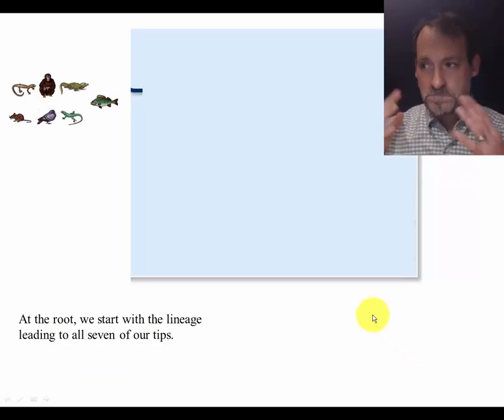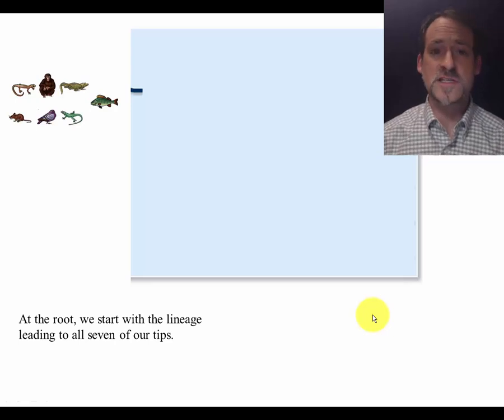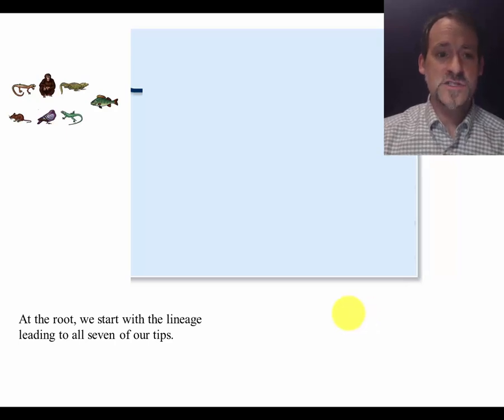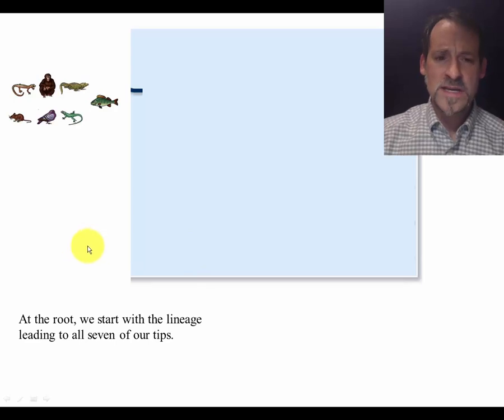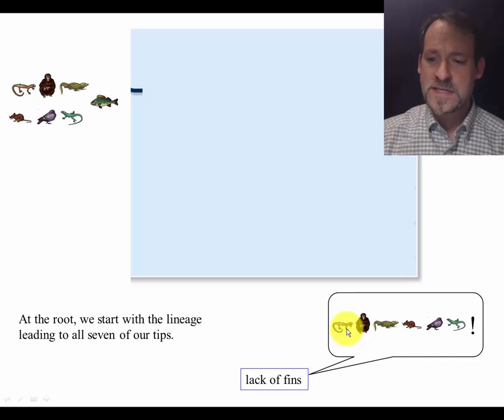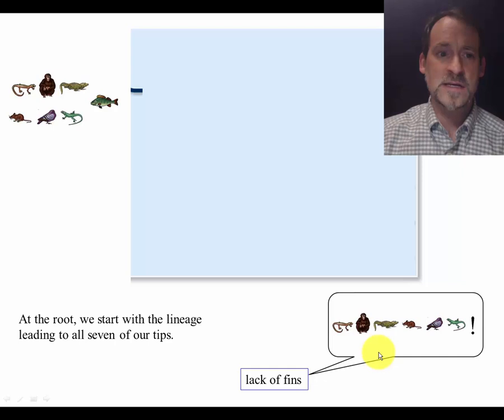Well, what do we know to begin with? We know that there's a lineage at the root of this tree that we're trying to reconstruct that leads to all 7 of these species. So what's our first character, the one with the largest number of organisms that share the derived trait? It's lack of fins. Well, lack of fins suggests that all 6 of these belong together in a clade. But it leaves out the perch.